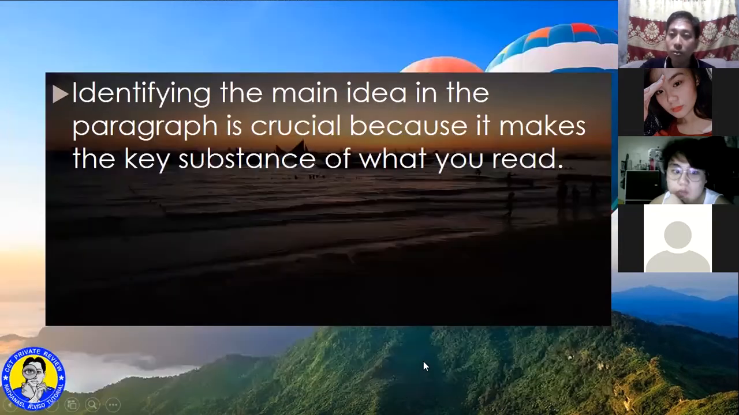So you will be able to use this when you are doing self-reading, not only with your English, but also with general science and, of course, not with math. With math, you need someone to explain to you the concepts, okay? But with general science, this is a very good way to practice. Identifying the main idea in the paragraph is crucial because it makes the key substance of what you read. Okay, I think that's self-explanatory, okay?